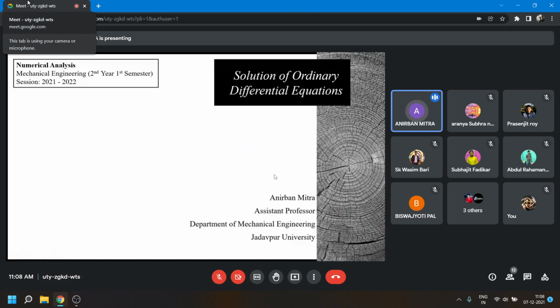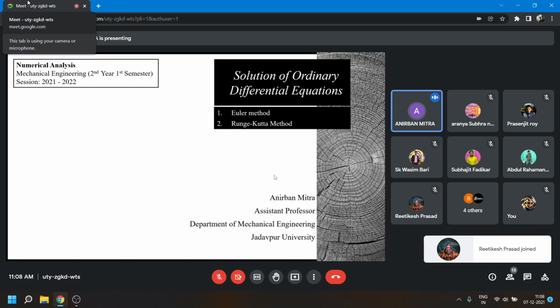Welcome to another class of numerical analysis, and today's topic is solution of ordinary differential equations. Specifically, we'll be looking at first order ordinary differential equations. Let us begin without further delay. Here, we are going to be looking at mainly two methods. One is the simple forward Euler method, and the second is a class of methods known as the RK method or Runge-Kutta method.